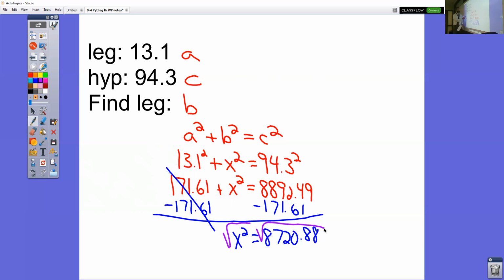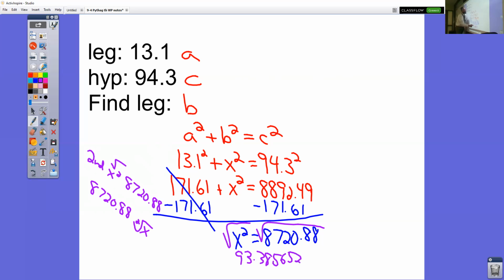The last step in every single question is to take the square root. So you're going to type in second button, the x squared button, which is really your square root, and then 8720.88. Again, on a device, on a laptop, you're going to type the number in first, then hit the square root symbol. And you would get an answer of 93.385652. You're rounding your answer to the nearest tenth.